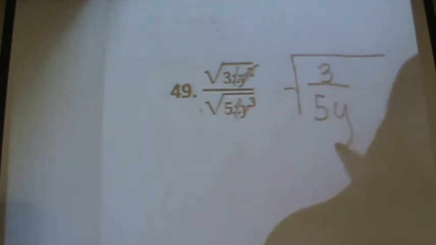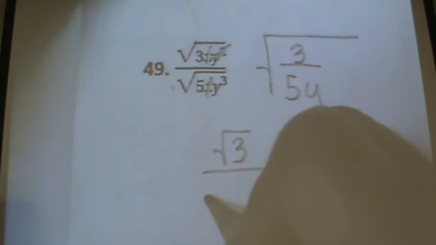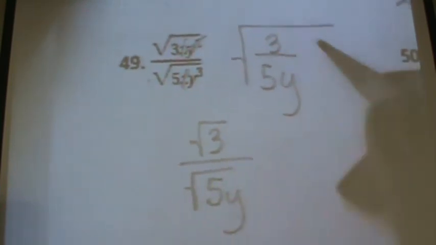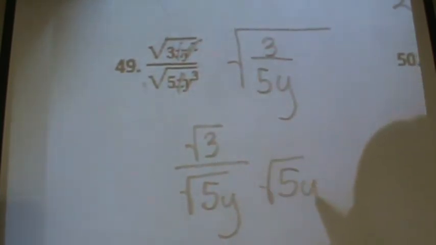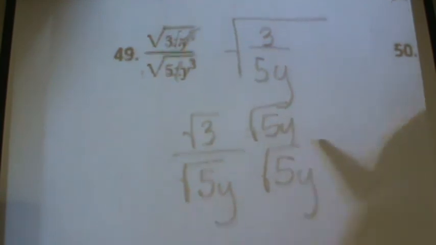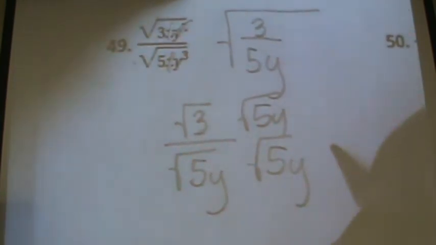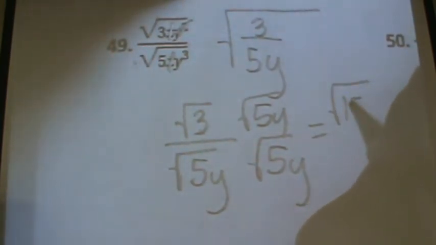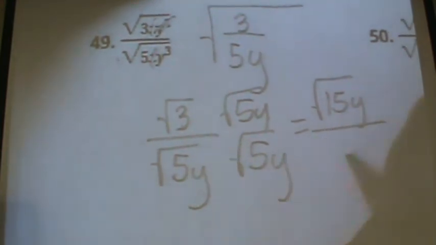An x can cancel, that's good. How about the y's? These 2 y's with 1 y here. So what we have here is in the numerator we have a 3. In the bottom we have a 5 and a y. So now we want to rationalize the denominator. What do I need to multiply the top and the bottom by? I need a 5 and a y. So my final answer would be root 15y over 5y.